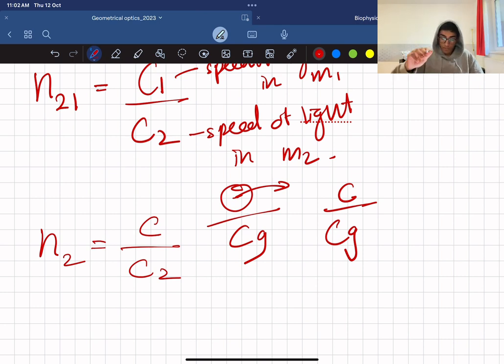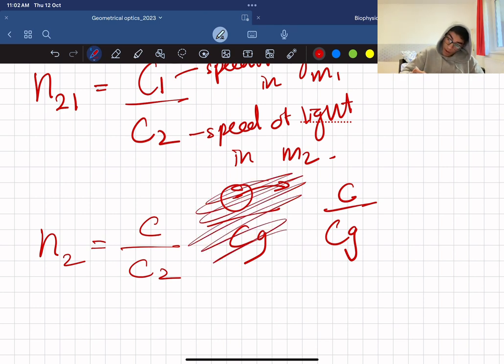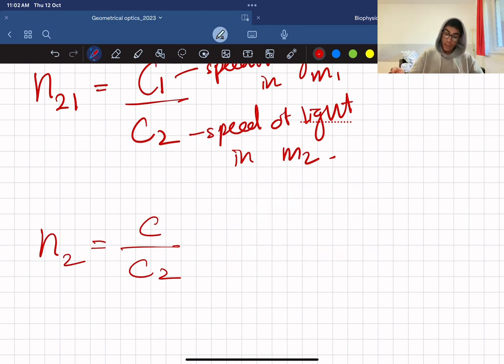So that's something you should keep in mind. Another thing to keep in mind is, when you write N21, you read it like this: the refractive index of 2 with respect to 1.